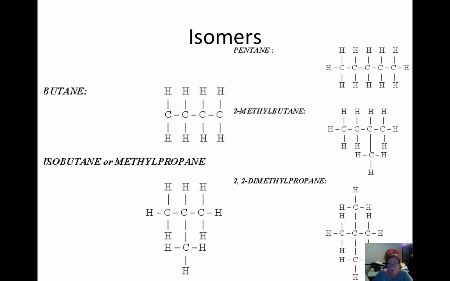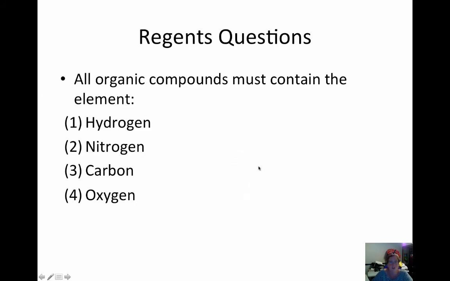Here are some more isomers, which we'll be looking at in class over these next few days. All you're looking for is that the number of carbons and number of hydrogens are equal in each substance. So, some Regents questions.